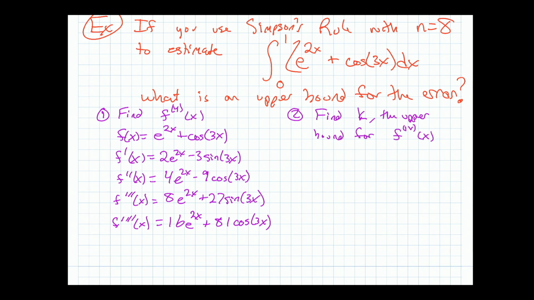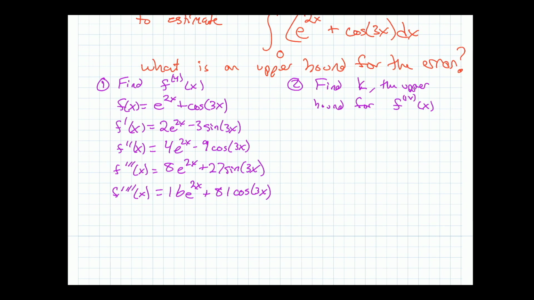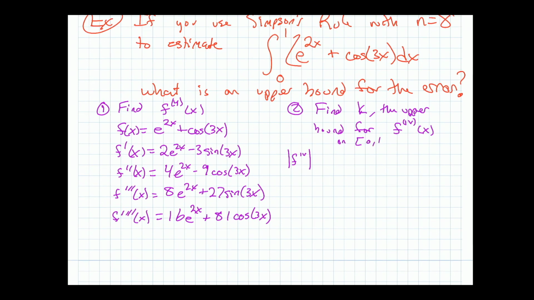Roman numerals? Okay, sure. All right, so let's do that. So you're going to start with the fourth derivative. And then remember, there's an interval. What's the interval? 0 to 1. We might need that. So the fourth derivative is, in absolute value, 16e to the 2x plus 81 cosine 3x.